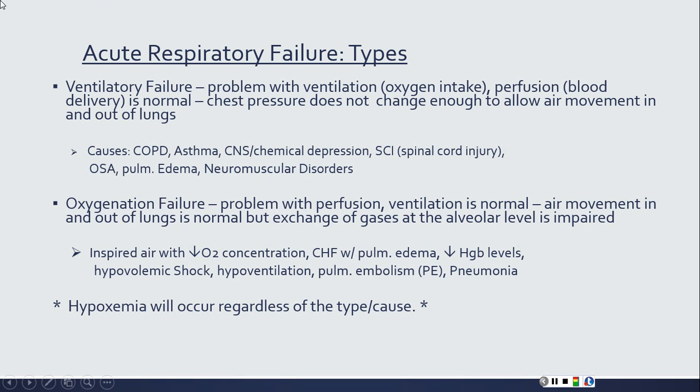Hypoxemia is going to be the result of both ventilatory and oxygenation failure. So just because it's a ventilatory problem does not mean hypoxemia is not going to occur. It's going to occur with both. It's just the source. Where is the problem with that respiratory function occurring?